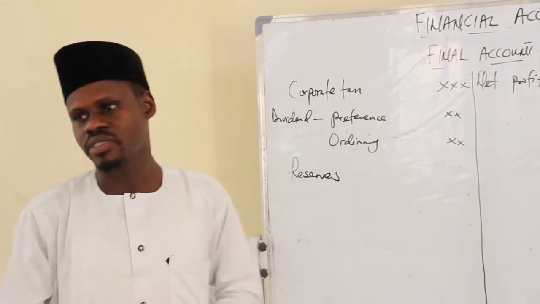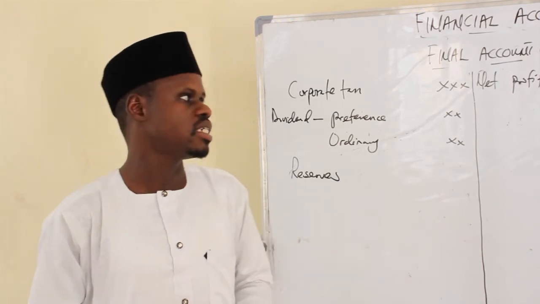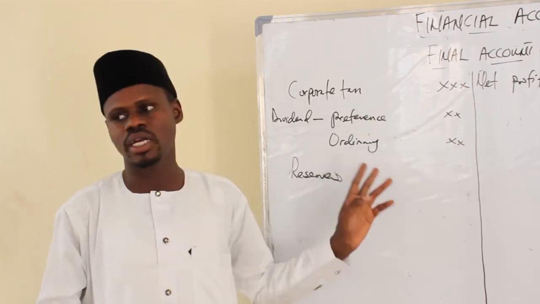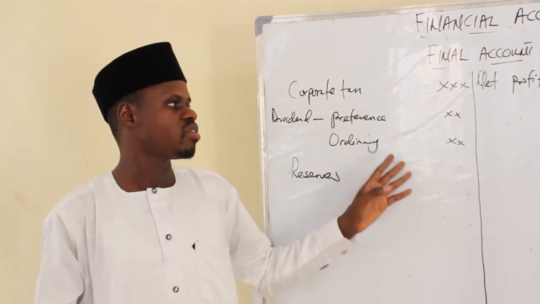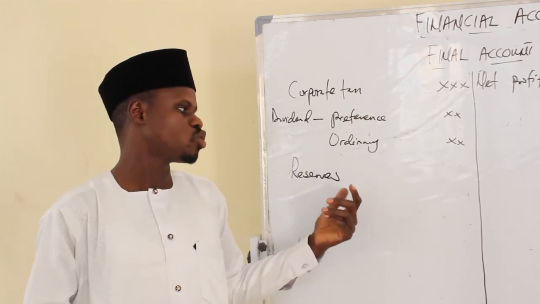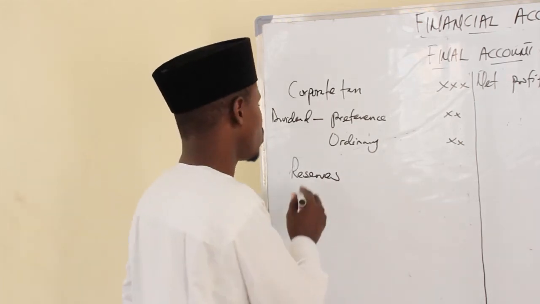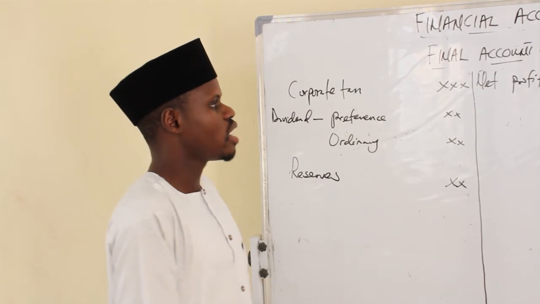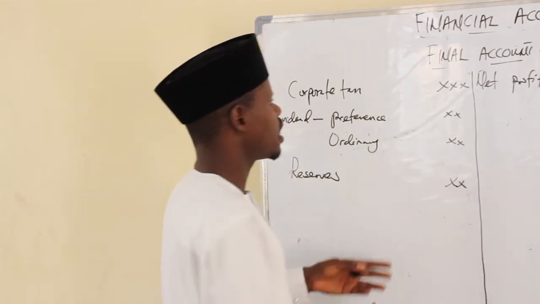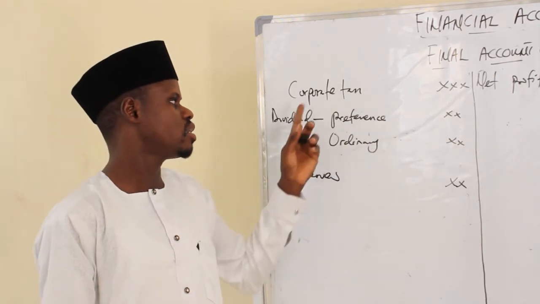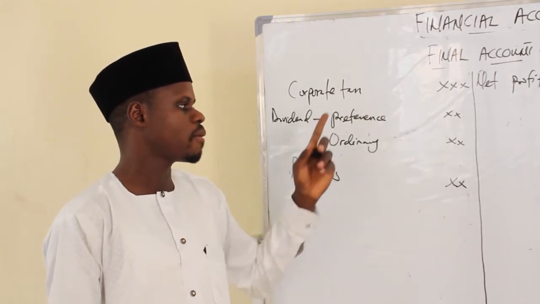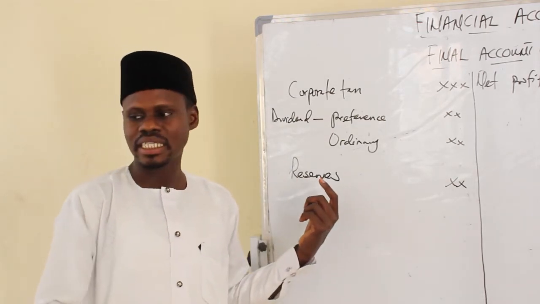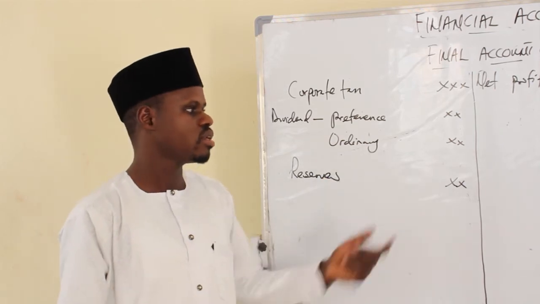We call it reserves. Some companies may decide that not all their profits will be given as dividend to the preference shareholders and ordinary shareholders. They might say that among the profit, maybe 50% or 10% will be set aside as reserve. So in your appropriation account, you are going to have an item we call reserves. After you have your net profit on the credit side and your corporate tax on the debit side, you pay your dividend to the preference shareholder and the ordinary shareholder, and likewise the board of directors may decide to set aside some amount of money as reserve.